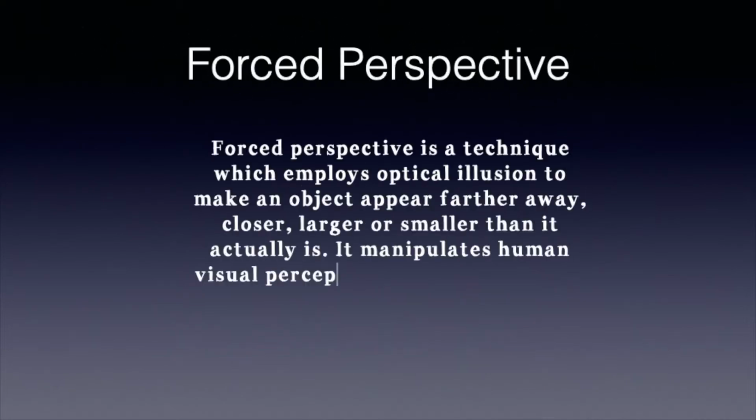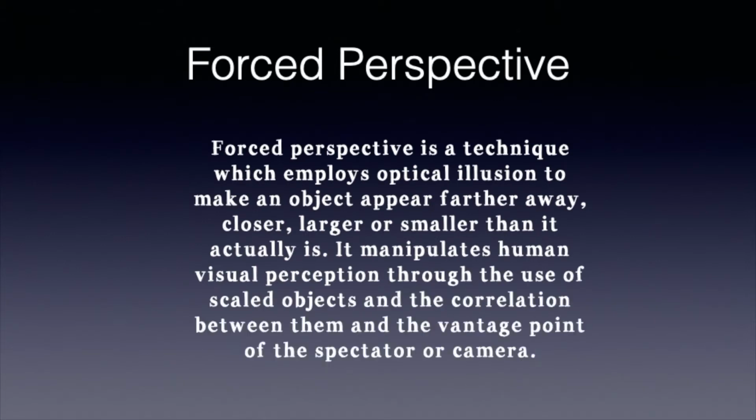Forced perspective is a technique which employs optical illusion to make an object appear farther away, closer, larger, or smaller than it actually is. It manipulates human visual perception through the use of scaled objects and the correlation between them and the vantage point of the spectator or the camera. So let's watch a little video.